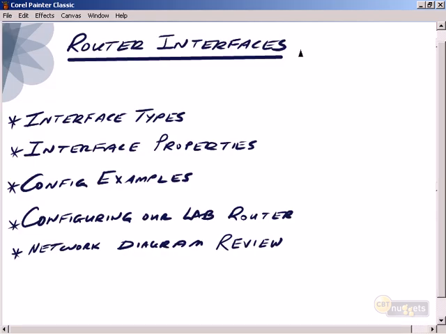In this nugget of the JNCIA series on router interfaces, we covered 5 main topics. We talked about the interface types and interface properties, and looked at some configuration examples. Both on my 2350 and on my 2320, I configured that router, getting it ready for our lab, configuring basically a loopback interface and 3 other interfaces, including a VLAN interface on one of them. And then along the way, we looked at the network diagram and reviewed that, and we'll be coming back to that throughout this nugget series as we use that topology over and over again to help us prepare for that entry into Nugget Lab and our on-the-job experience.